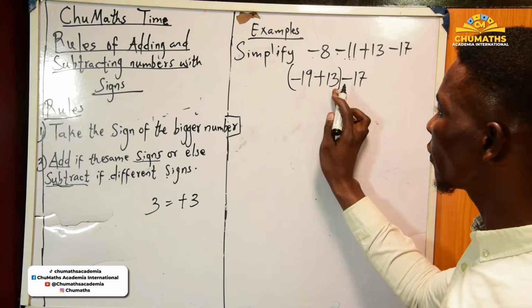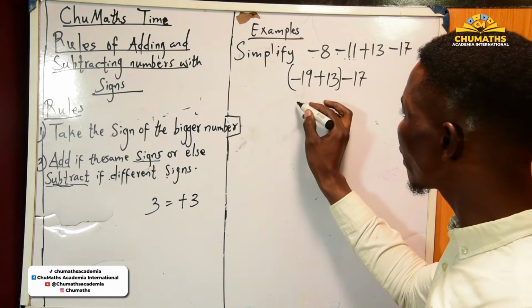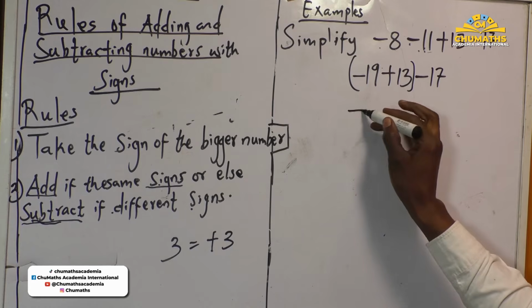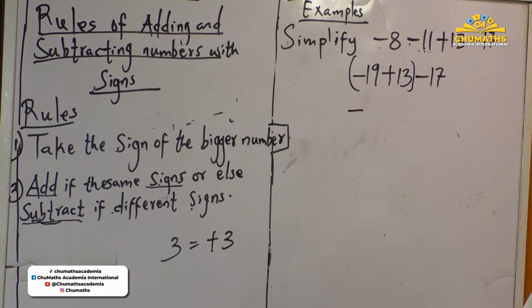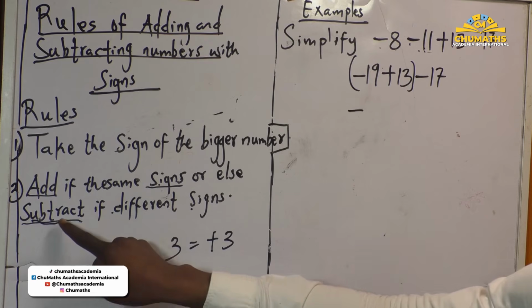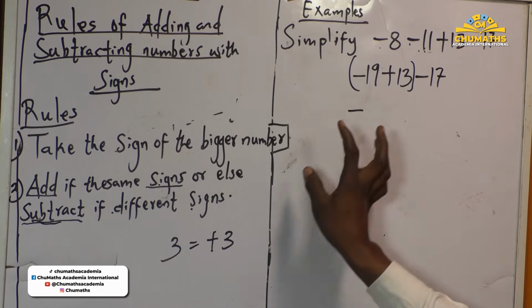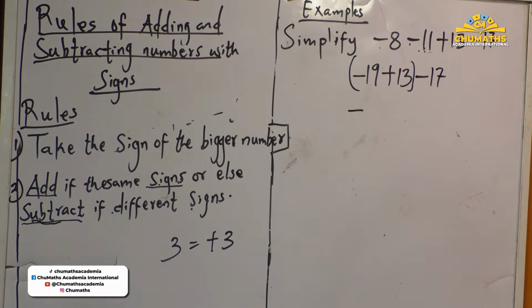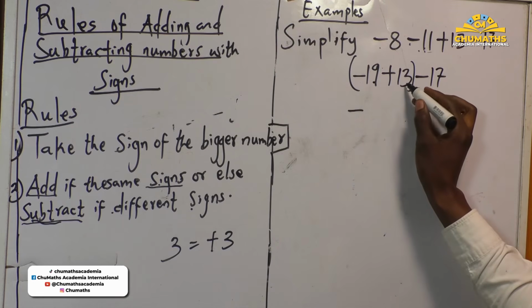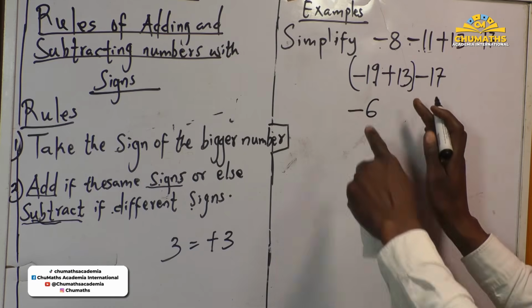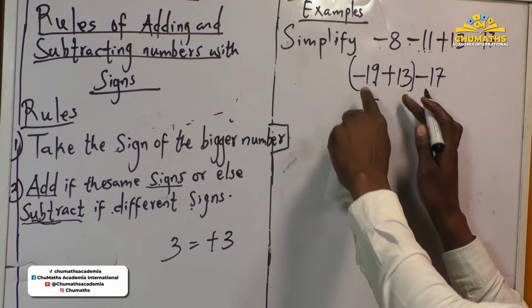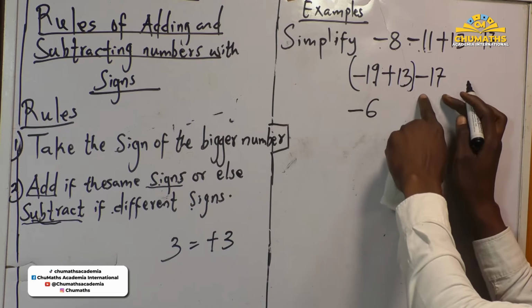So I look at these two. The bigger number is 19. Then I pick the sign of the bigger number, which is what? Minus. Then I look at the two signs again. Are they the same? No. Add if the same sign, and you subtract if what? Different signs. The two signs are what? Different. So what do I do? I'm supposed to what? Subtract. So that means 19 minus 13 will give me what? 6. So meaning the answer of these two is what? Minus 6.